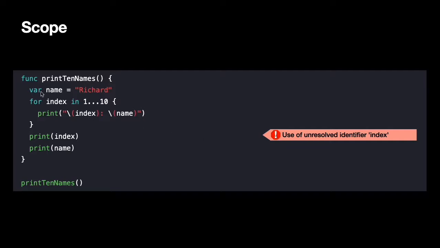Meanwhile, name, which was a local variable created in our function, we are not out of scope for that variable because that variable scope ends at this lower brace down here. So name would work, but index would not.